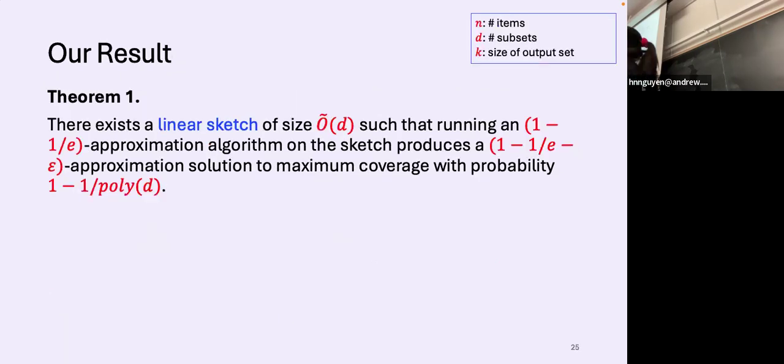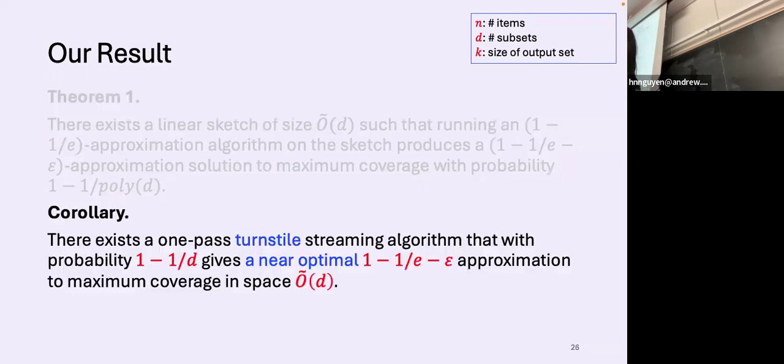All right, so what is our actual main theorem? We're saying that we create a linear sketch of size Õ(d), so that if you run the classical greedy algorithm on this sketch instead of your original universe, then you produce a 1 minus 1/e minus epsilon approximation, and it's optimal with high probability. All this is saying is that I can directly apply this in a turnstile stream. My sketch handles insertions and deletions, and that's what I have in a turnstile stream. And so this gives me my streaming algorithm.